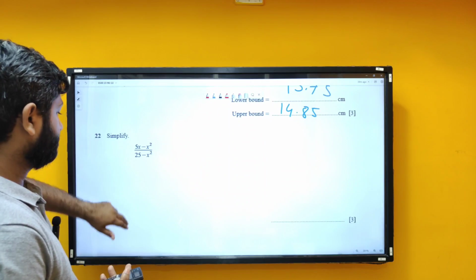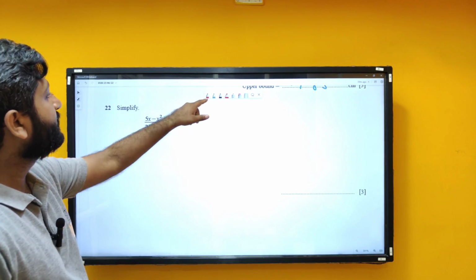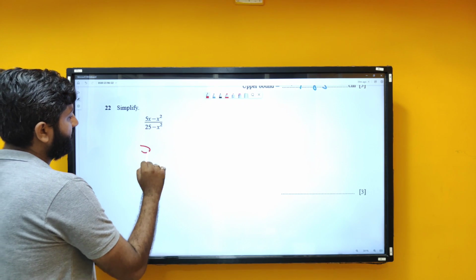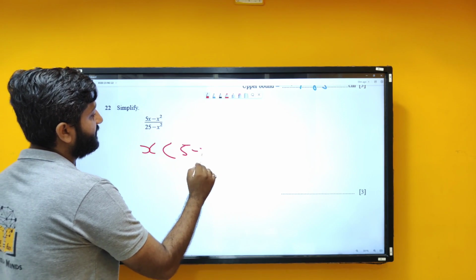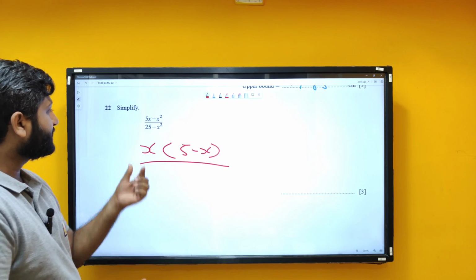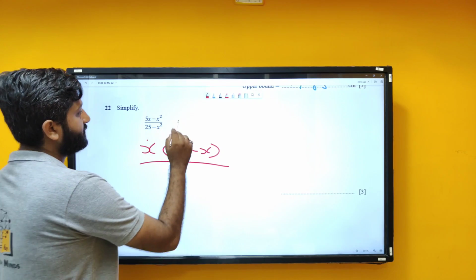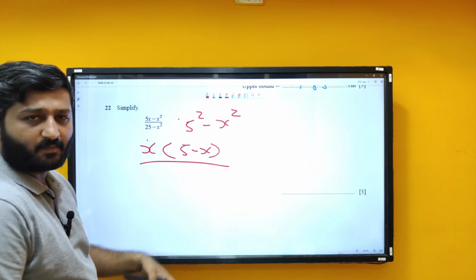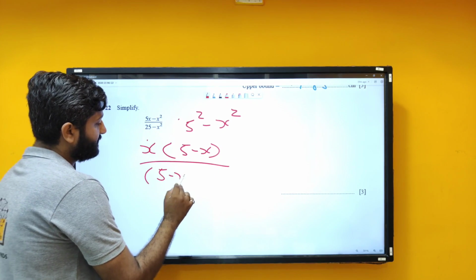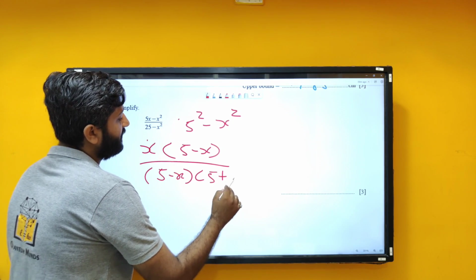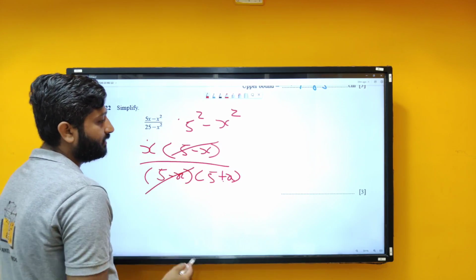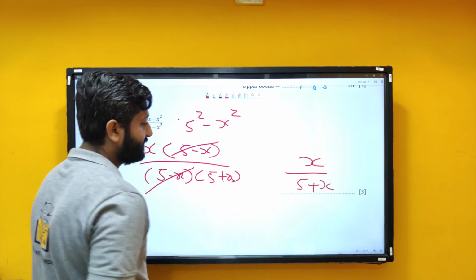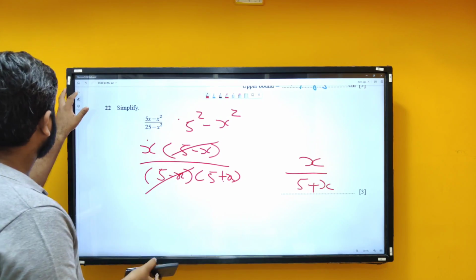Let us move to the next question. Okay, we have to simplify. Can I take something common? Yes, I think x is common. So I'll be left with 5 minus x. And this seems like 5 square minus x square. This can be written as 5 square minus x square. So this is a plus b, a minus b. So 5 minus x, 5 plus x will get cancelled. So we have x upon 5 plus x as our final answer.